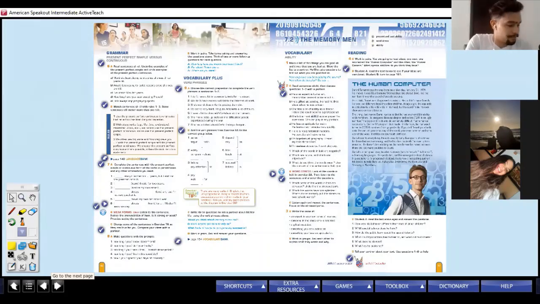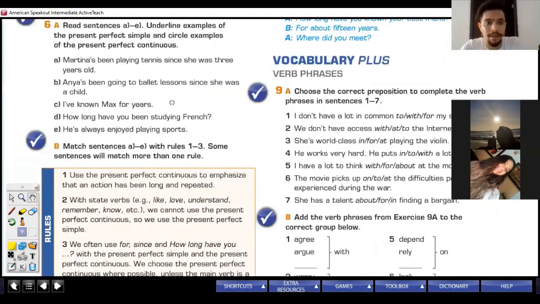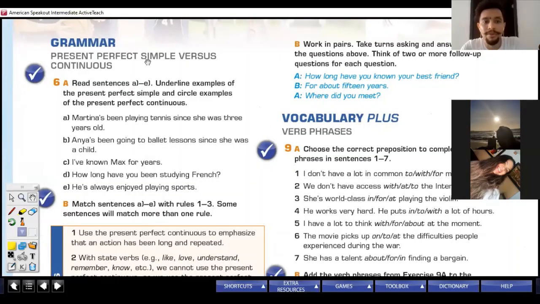Okay, so guys, this is it, and this is going to be our first grammar topic for today. So this is the one. Let me try to zoom it in. All right, this is it. Take a look. Present perfect versus present perfect continuous.